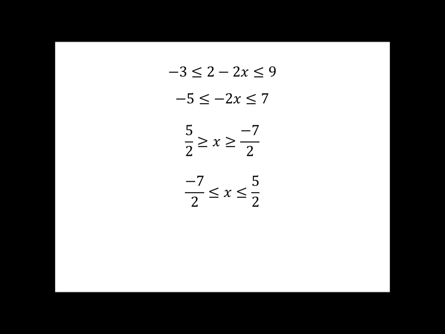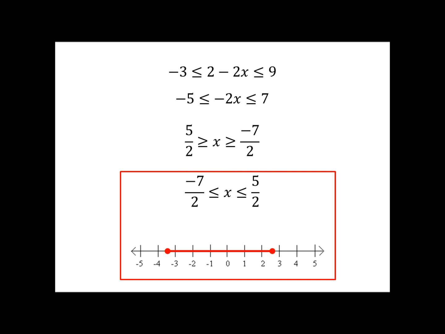So now let's graph this. We put a closed circle, because of the or equal to, at negative 7 halves and at 5 halves. We shade in between. Notice that I've put a box around the entire inequality solution and the number line. And that's how you should do it on your paper. There should be one big box around your whole answer, not a bunch of little boxes around different parts of the answer.